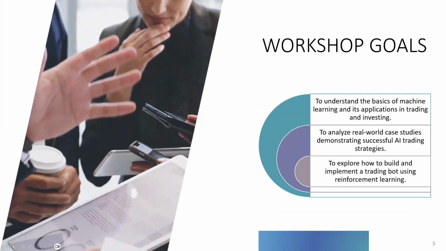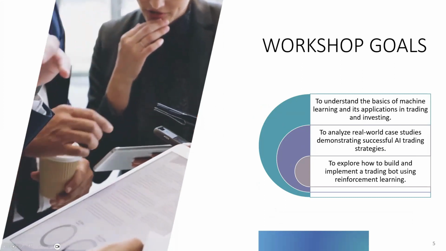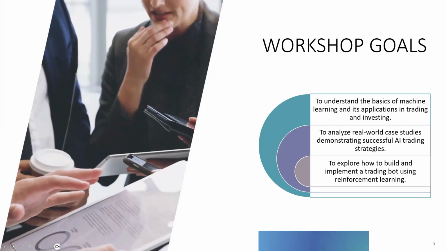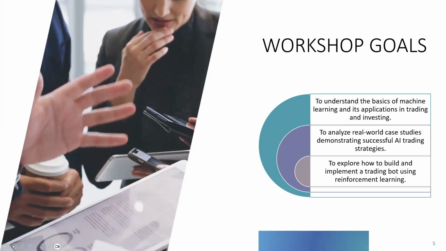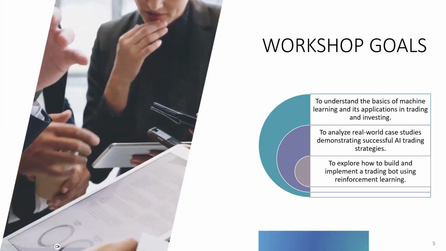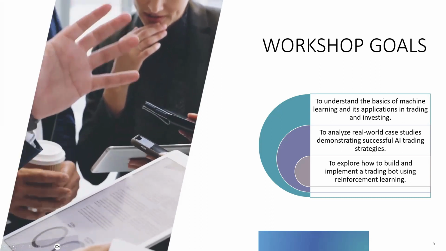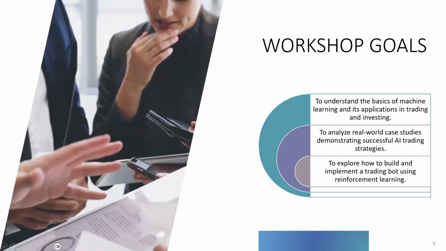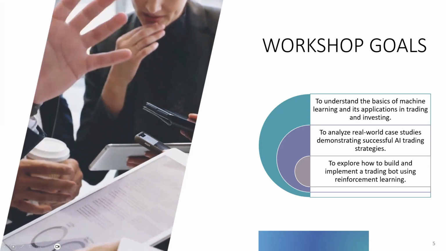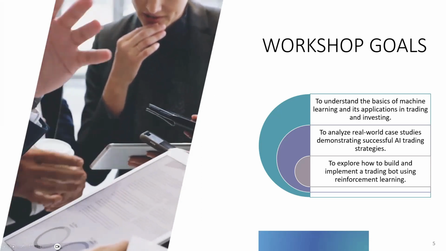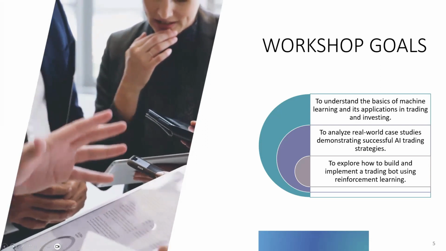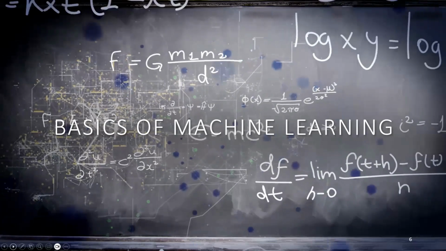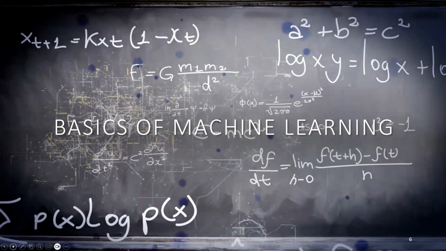The goals of our workshop today is to first of all understand the basics of machine learning and how it is applied in trading and investing. After this, we will look at some case studies in which AI has been used in the context of trading and investing. Lastly, we will see how to build a trading bot based on a reinforcement learning system, which is the title of our workshop today. So, basics of machine learning.